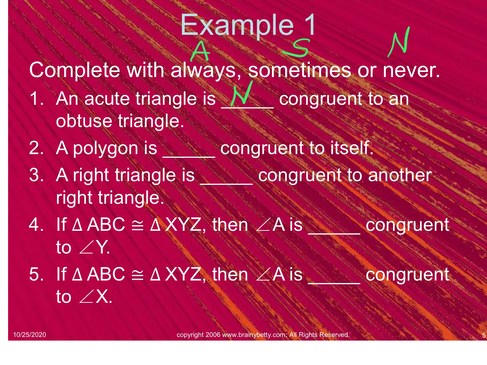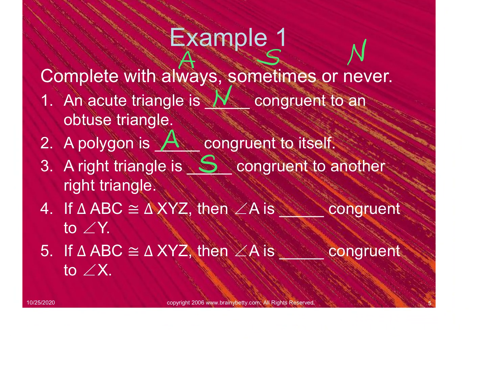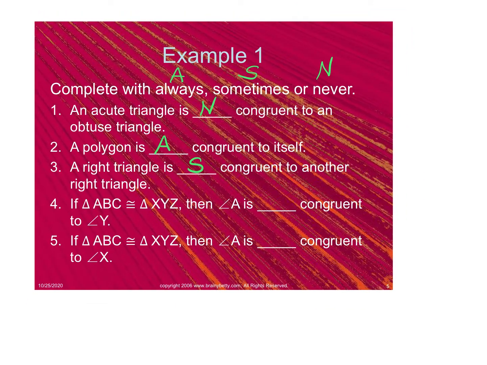A polygon is sometimes, always, or never congruent to itself. It's always, good, because it's the exact same polygon. A right triangle is sometimes, always, or never congruent to another right triangle. Sometimes, good. Okay, so if it has exactly the same other two acute angles, then that's when it would be congruent. But when it wouldn't be is when you have two different ones.